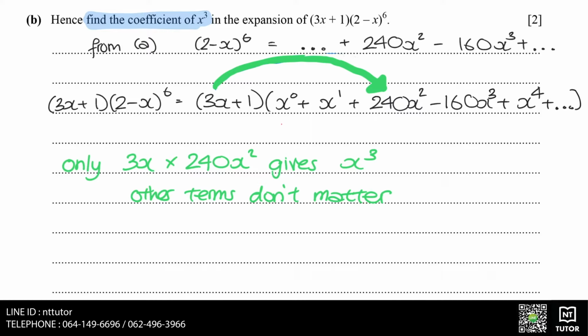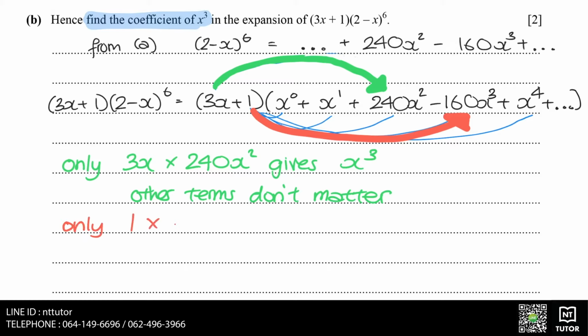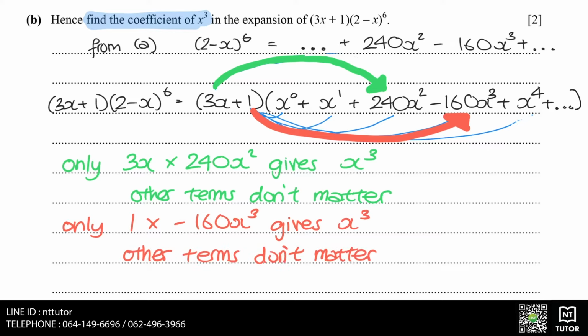We would also need to multiply plus 1 to the first term, to the second term, to the third term, to the fourth term, and so on until the last term. Again, we want to only find the coefficient of x cubed, so we want to locate the pair that makes an x cubed, and that pair is 1 multiplied by minus 160x cubed. The other pairs don't matter.